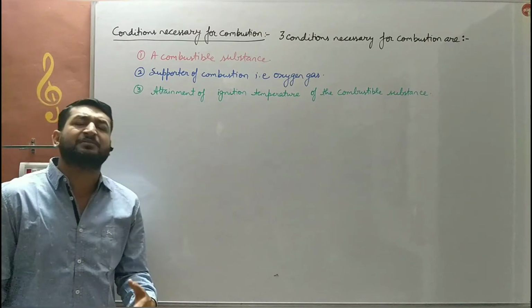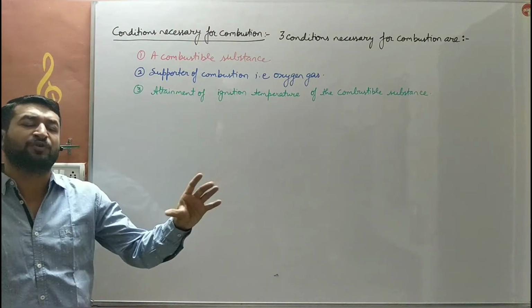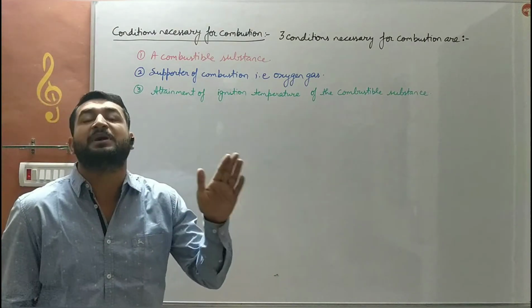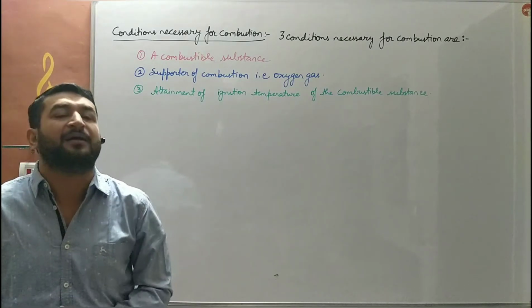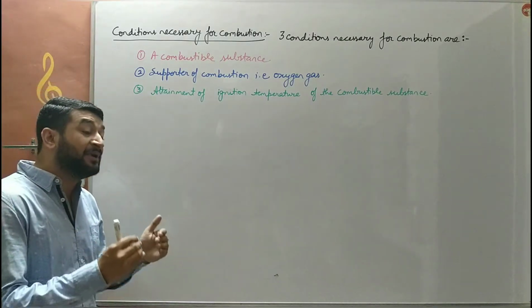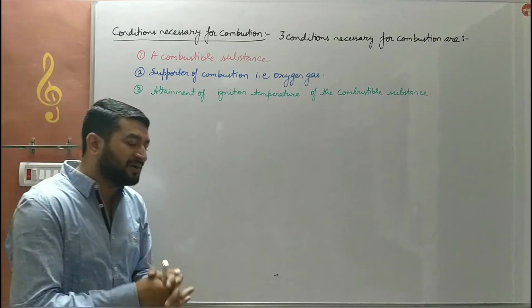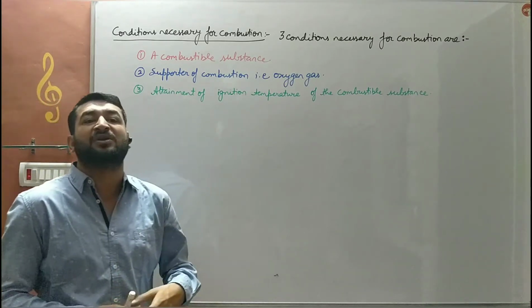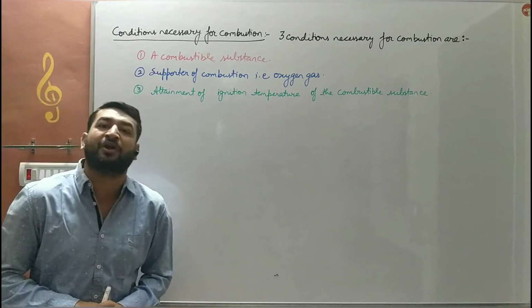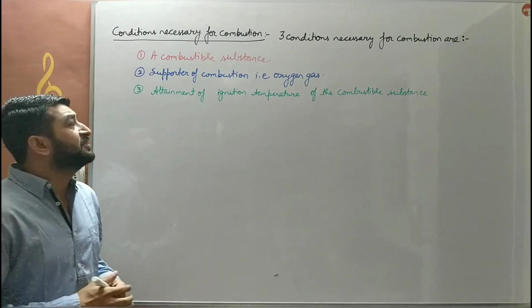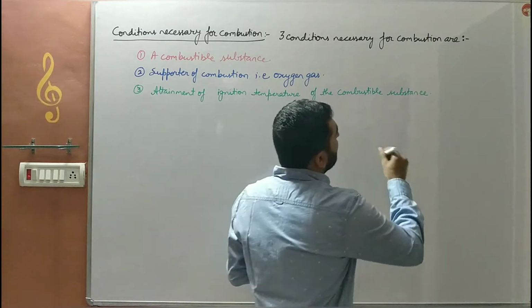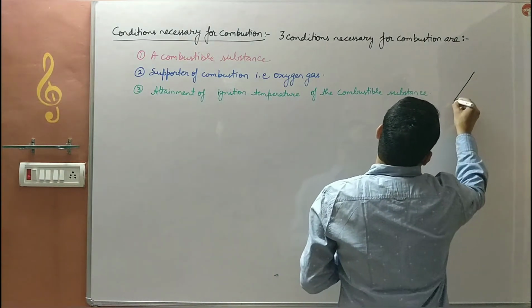अगर एक सब्सटेंस का बच्चे टेम्परेचर अटेन नहीं हुआ ना, वो टेम्परेचर तक नहीं पहुंचा, तो वो बर्निंग स्टार्ट नहीं करेगा. So attainment of ignition temperature is a must. If a substance does not attain that temperature, that substance will not burn. So these three things also make a fire triangle.